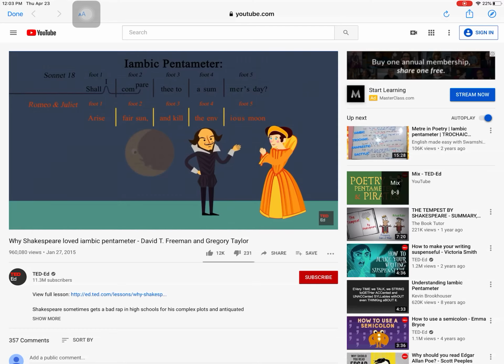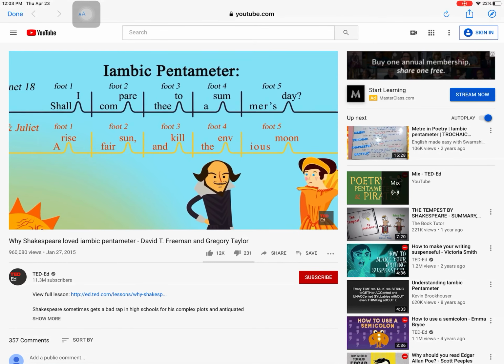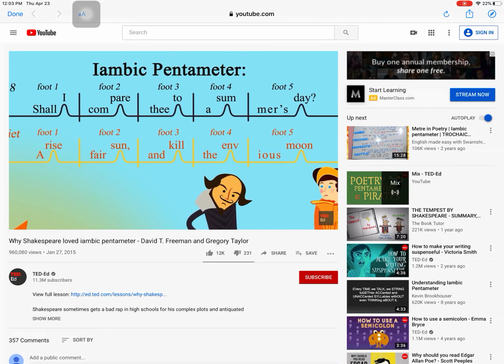Shall I compare thee to a summer's day? Arise, fair sun, and kill the envious moon. Notice how the iambs cut across both punctuation and word separation. Metre is all about sound, not spelling.